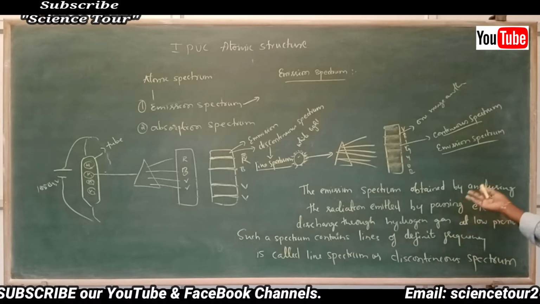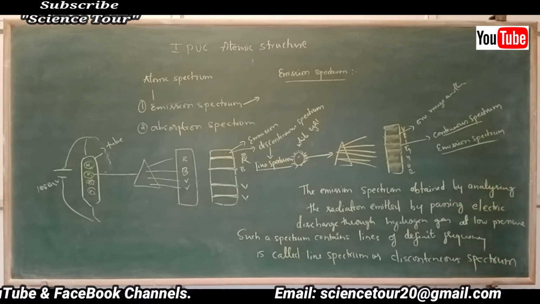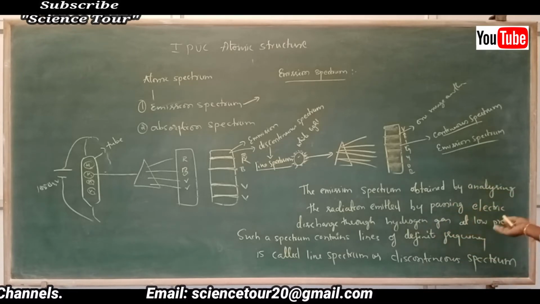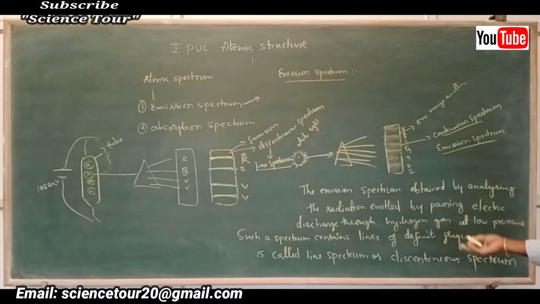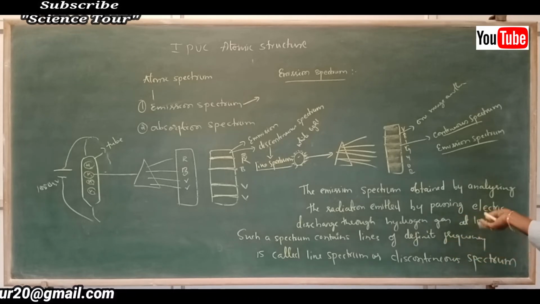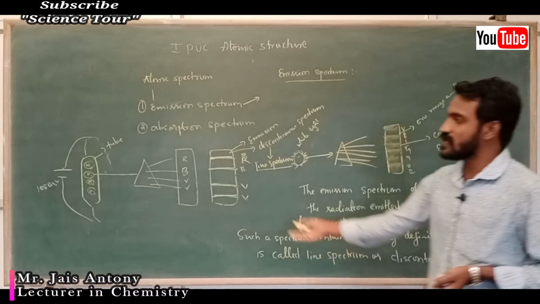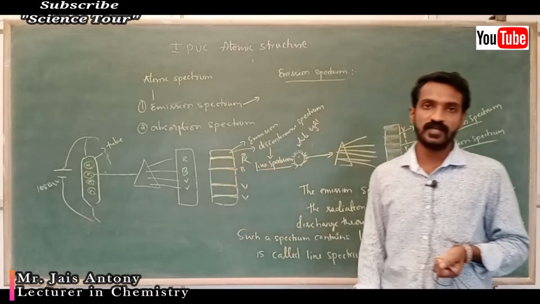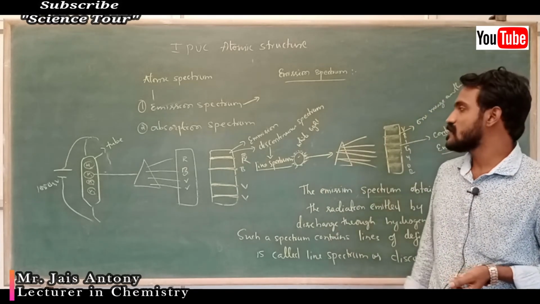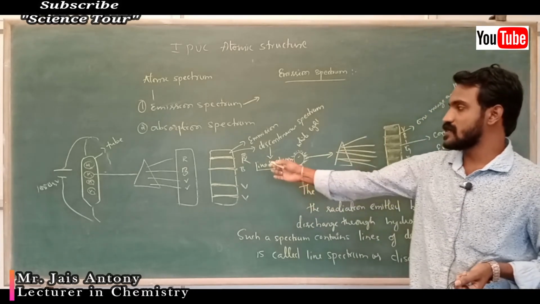The emission spectrum obtained by analyzing the radiation emitted by passing electric discharge through hydrogen gas at low pressure. Such a spectrum contains lines of definite frequency and is called a line spectrum or discontinuous spectrum. That's what I explained right now. Understood? What is a line spectrum or discontinuous spectrum?